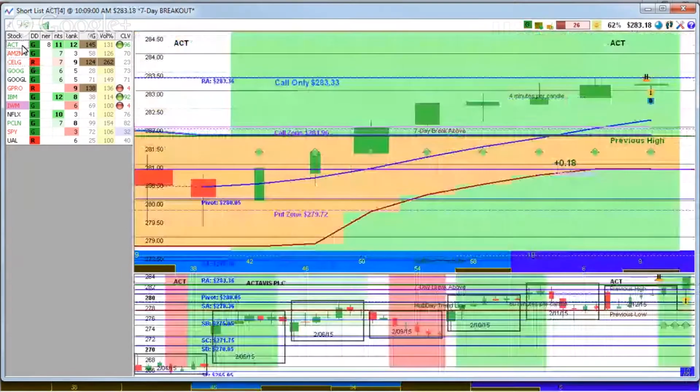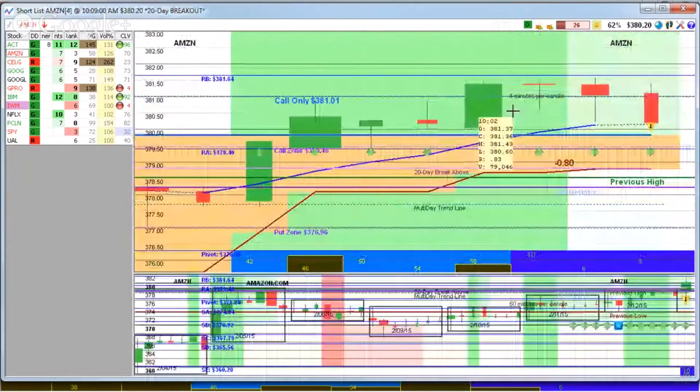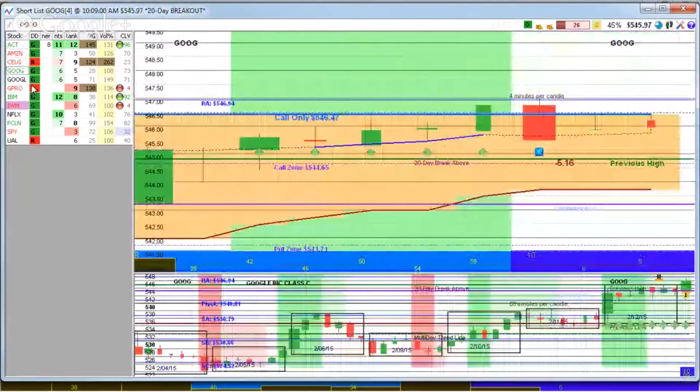Let's look at ACT. It had a good move to the green side. Amazon had a good green. Google, it barely broke out the next candle, which I pay attention to. It bounced off our target zone. So that wouldn't have been a trade for me.